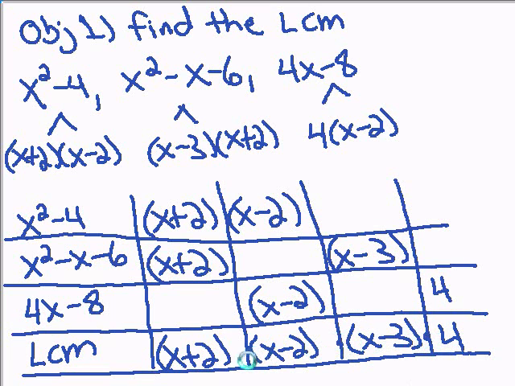Now, to find the simplified version of this least common multiple, I would have to distribute out all of those parentheses and then multiply everything by 4. However, for the purposes of this video, we will not be multiplying the LCM at this point. I just want you to find the least common multiple.